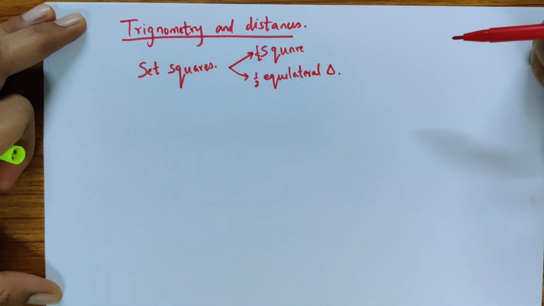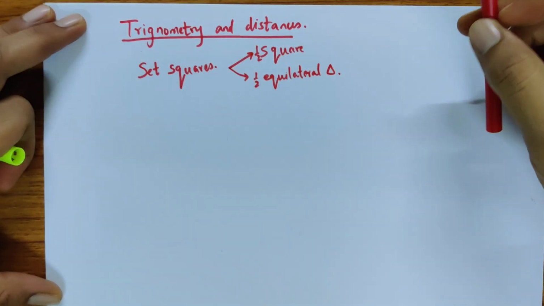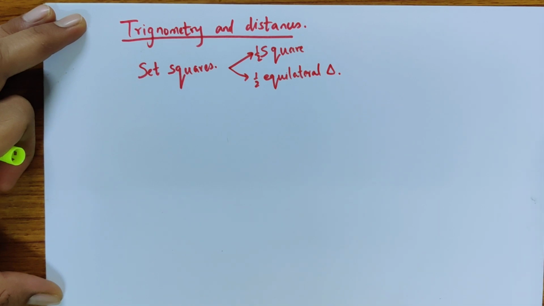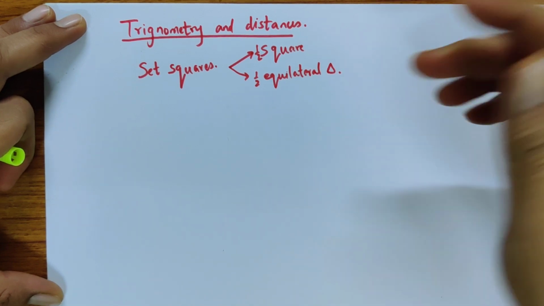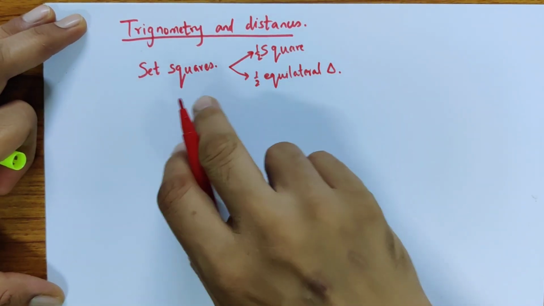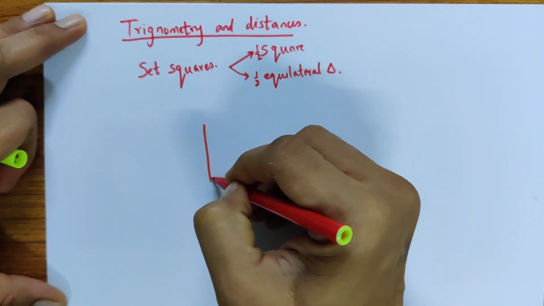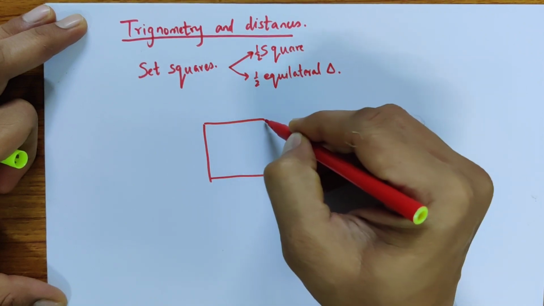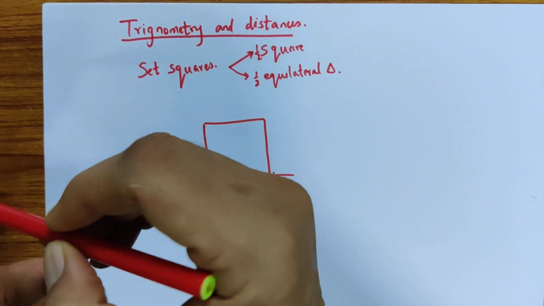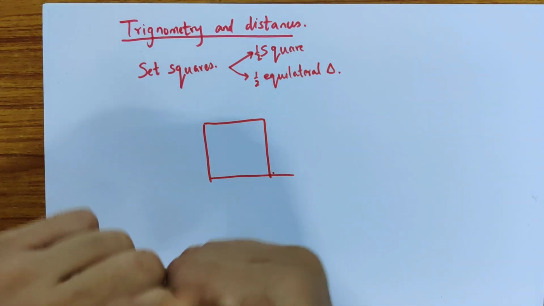So we'll look at trigonometry and how it's used in distances, especially for 10th grade. I would like to show it with the set squares, but there are two set squares. One is you take a square, okay, and then you cut the square in two.